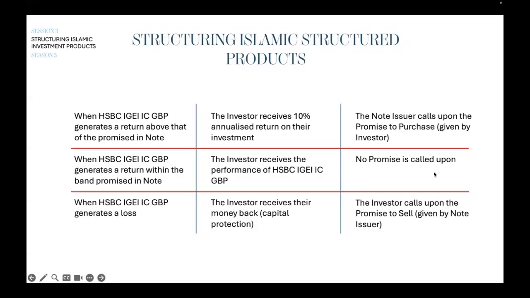As I mentioned earlier, no commodity trades would take place. When the HSBC fund generates a loss, in that case, the investor calls upon the promise to sell given by the note issuer. So all these things are mutually exclusive. If the situation is such that the note issuer has to call upon the promise, that would happen. If the situation is such that the investor will have to call upon the promise, that would happen.